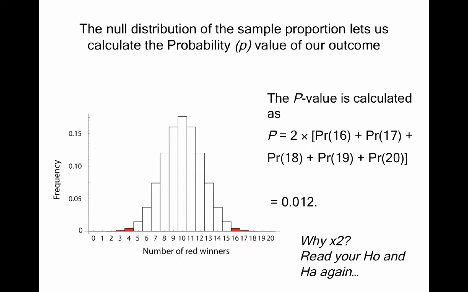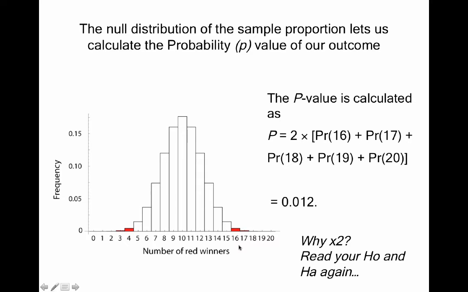So the null distribution of the sample proportion lets us calculate the probability for our outcome. So this is the null distribution for the sample that we took. These are all the wrestling bouts. Yeah, so there's the 20 wrestling bouts. Okay. And the number of red winners was 16, wasn't it?